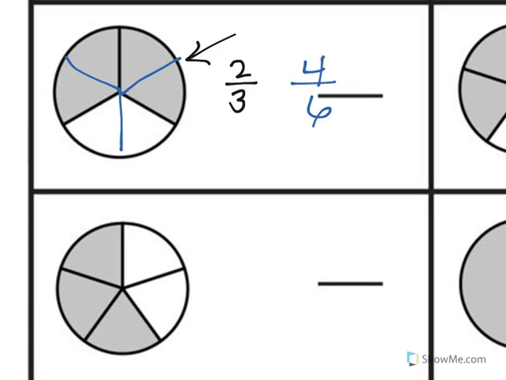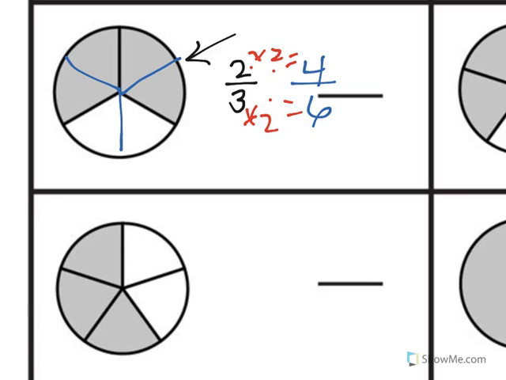Imagine getting an equivalent fraction by using multiplication. I'm going to multiply the numerator by 2. 2 times 2 equals 4. 3 times 2 equals 6. So if I do it to the numerator, I have to do it to the denominator. Let's look at another example just using multiplication.